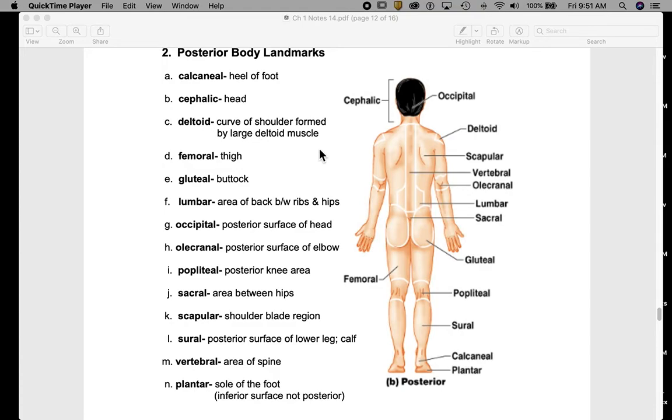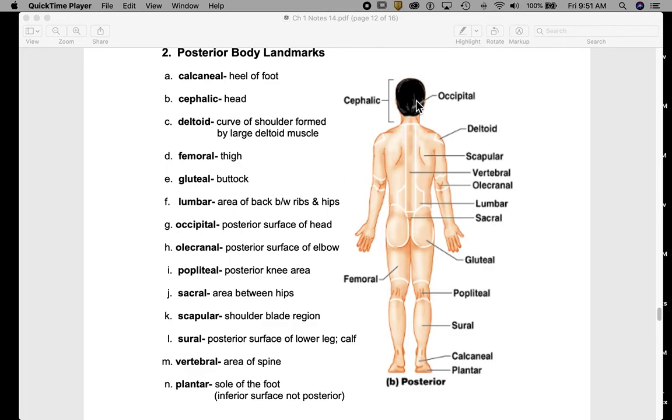Deltoid, we don't add an AL to that, is the whole shoulder region here, not the anterior, not the very front point, but the point here. Femoral, here, back leg, upper thigh. Lumbar, so lumbar is right here. It's above the gluteal region in the hip, but it's below the ribs. And it's lateral away from the spine. This is called lumbar.